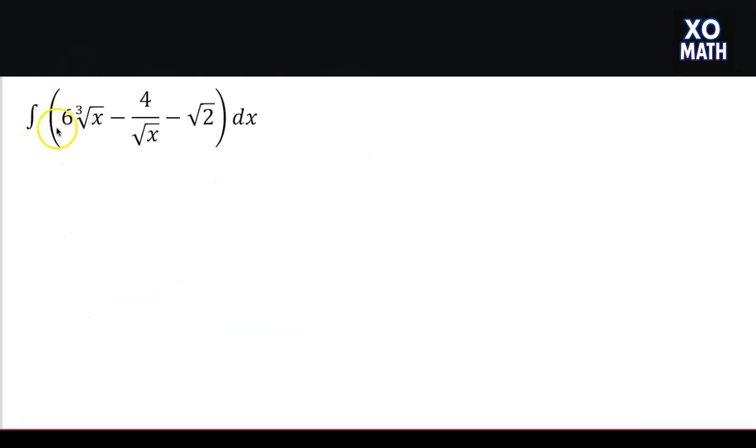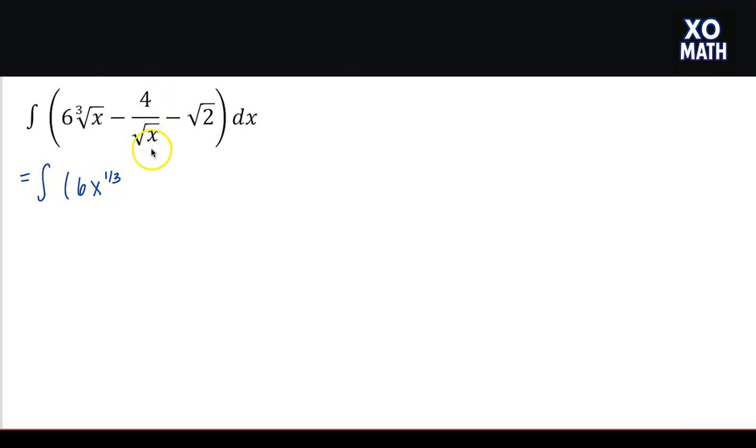Here we have the integral of 6 times the cube root of x minus 4 over the square root of x minus the square root of 2 dx. So once again, before jumping into integration, I'm going to rewrite each term when applicable. So here I'm going to have 6x to the 1/3. I'm going to rewrite the cube root as the exponent 1 over 3.